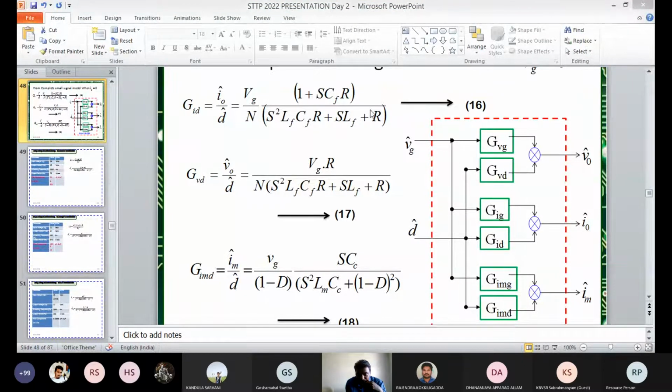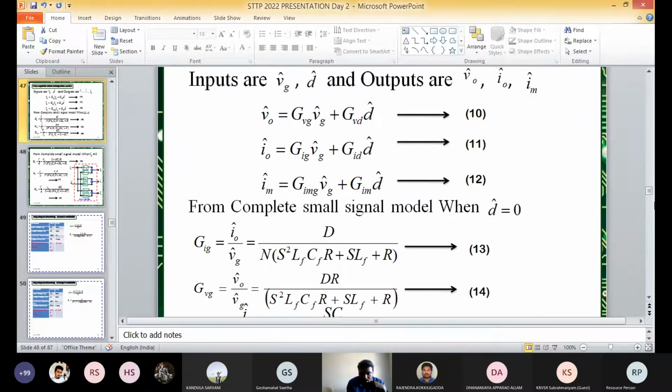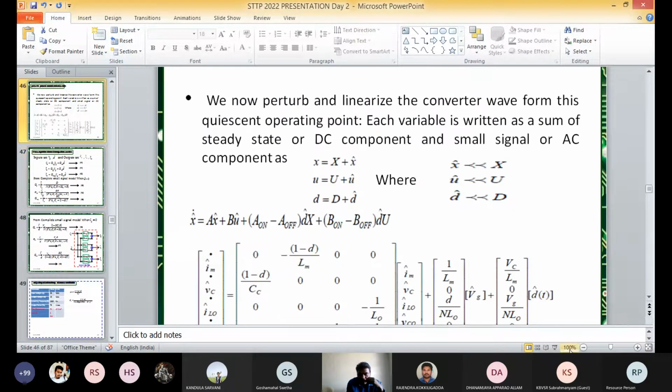One input is the variation in input voltage and the other is the variation in the duty cycle. And I am choosing three variables as outputs: one is V naught, another is I naught, and another is the magnetizing current. So between the two inputs and three outputs, I am getting 6 different transfer functions. These transfer functions are simply C times (sI minus A) inverse times B. With the help of this relation, we are deriving the transfer functions from the state model of the active clamp forward converter. This is the state model of the active clamp forward converter.